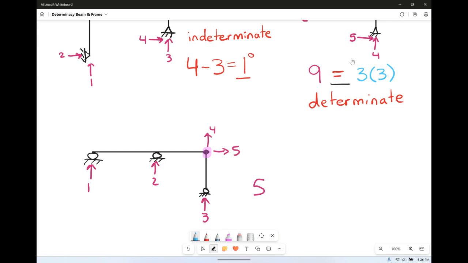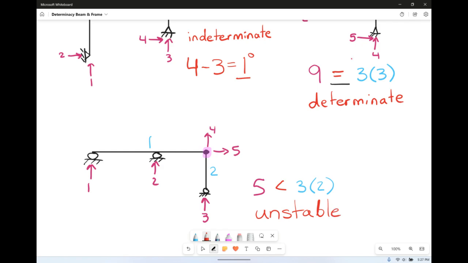We want to know how many members we have. We have this one long member. It doesn't stop at the roller. It goes all the way across, and then a second member over here. So that's 3 times 2. That's going to be less than, so that is unstable.